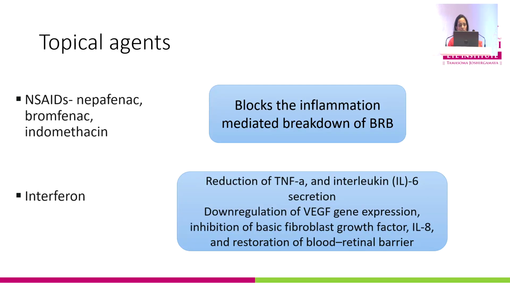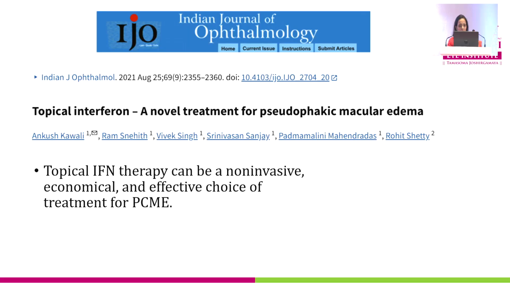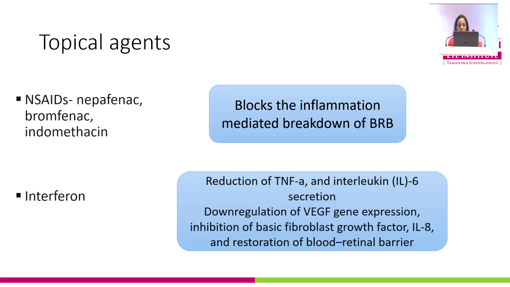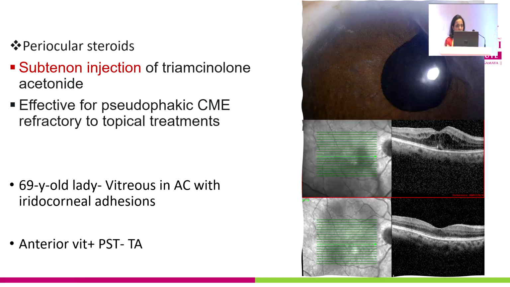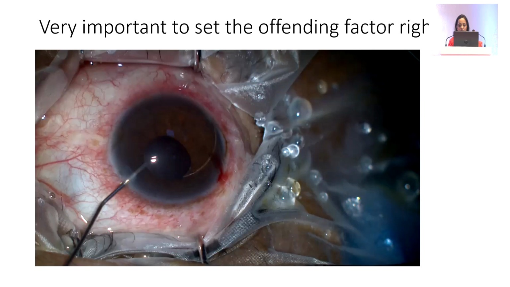Topical agents include nepafenac, bromfenac, indomethacin, ketorolac. And interferon is supposed to also work as a novel treatment, which is even economical in fact, because it downregulates not only VEGF but also some other cytokines. Next is periocular steroids in the form of subtenon injection of TA. It is effective for pseudophakic CME. Of course, you have to also relieve the inciting factor here, in this case vitreous to AC iridocorneal adhesions. This particular patient did well with an anterior vitrectomy, release of adhesions and a posterior subtenon TA.